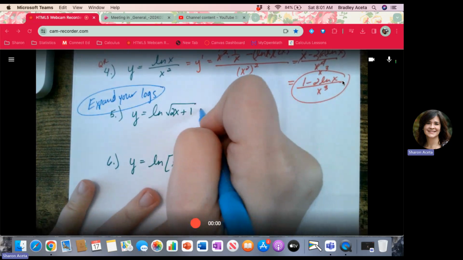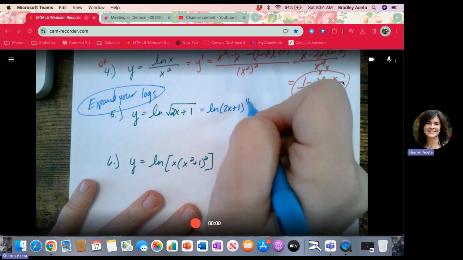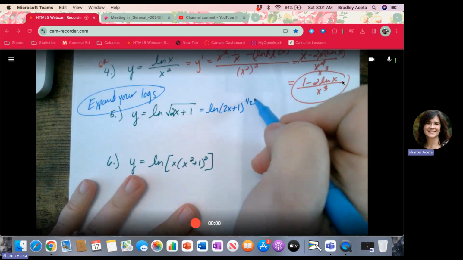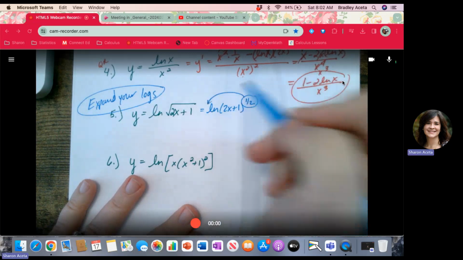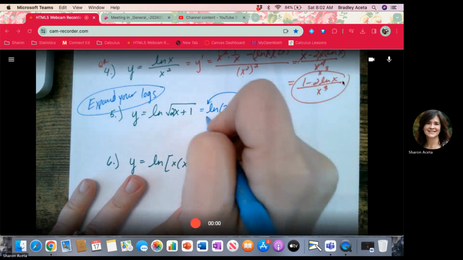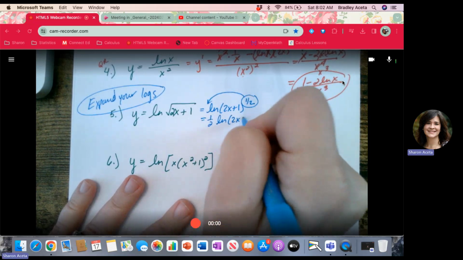So remember, we would rewrite this as ln of 2x plus 1 to the 1/2. And what are we allowed to do with that power? Well, we're allowed to bring it to the front, right? So this would just be 1/2 ln of 2x plus 1.